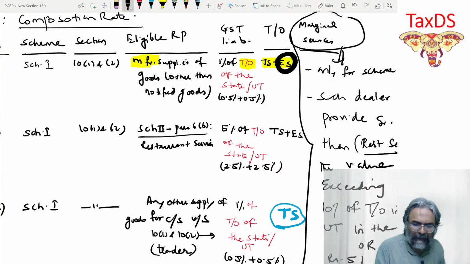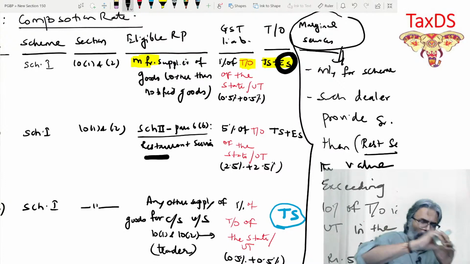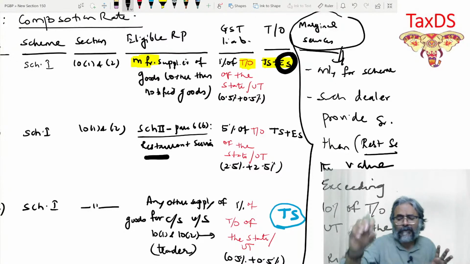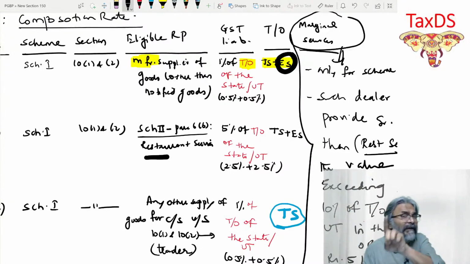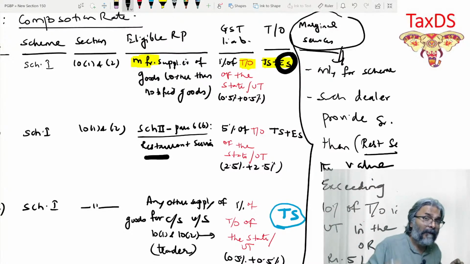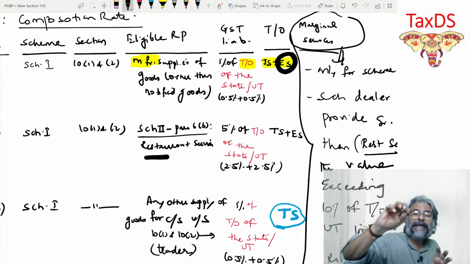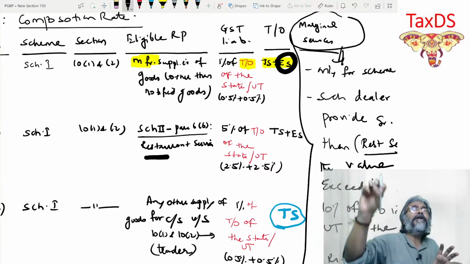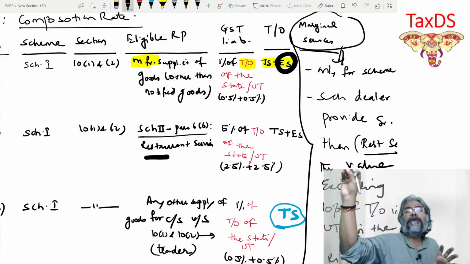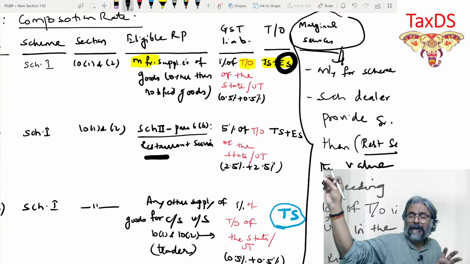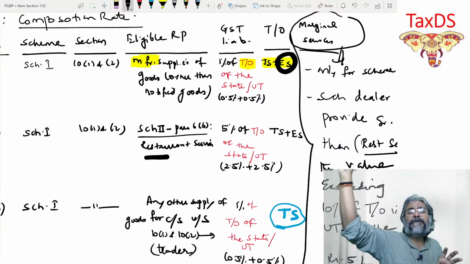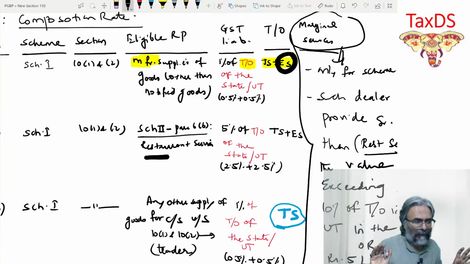The same is also the case with the restaurant service: 5% of the turnover of the state. Turnover of the state will include both taxable as well as exempt supply. But the exempt supply will not take into account that service which is by way of providing loans, deposits and advances, insofar as the consideration is represented by interest or discount. Is that point clear to all of you? So here also, in that exempt supply, that interest part would be excluded.